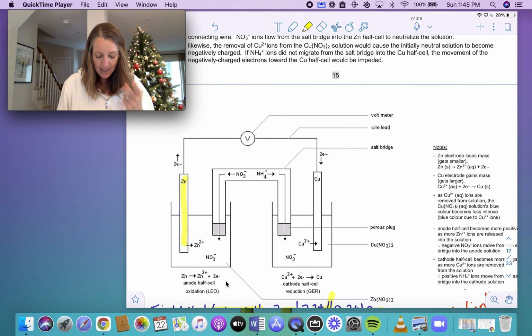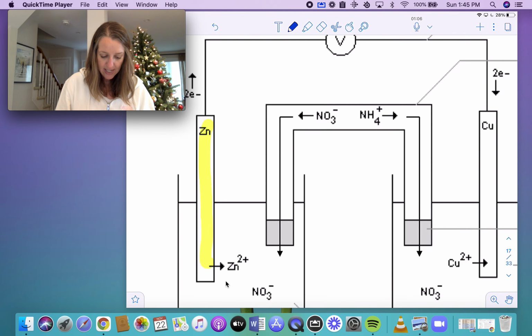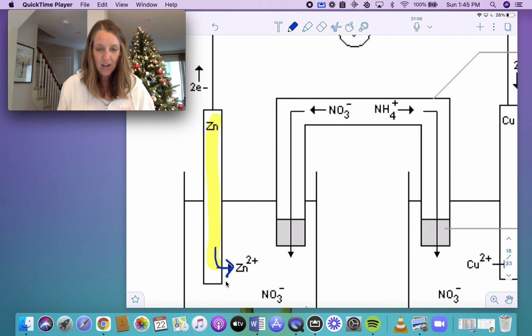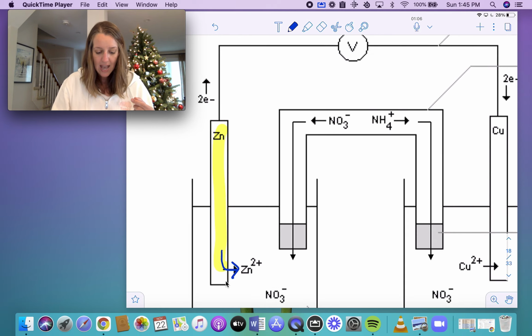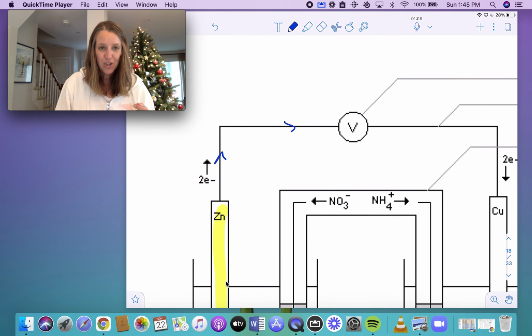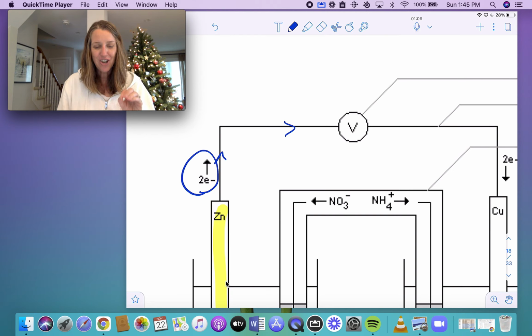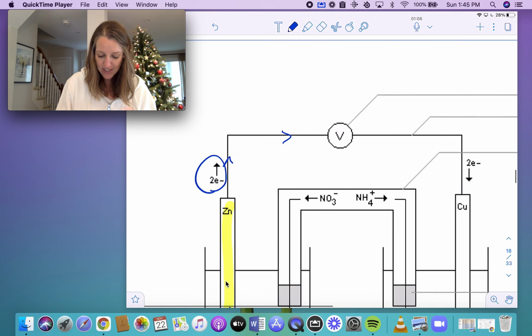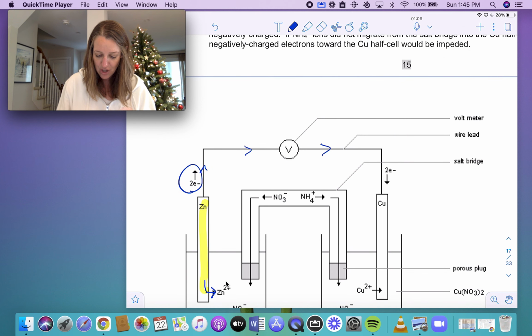Okay, this is the anode. This is where oxidation takes place, and you want to see that the zinc atoms are going to zinc ions in the solution. At the same time, because it's oxidation, it's losing electrons. How many electrons? 2 electrons per every zinc. So do you see there how it's indicated that this is a representation for every atom that gets oxidized, 2 electrons are lost. Those electrons are captured in this direction through the voltmeter, and they end up on the copper side.